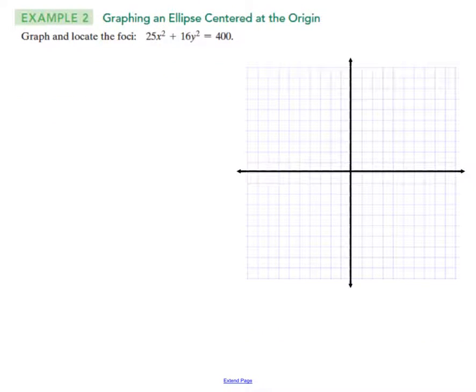So in order for us to get that 400 to be a value of 1, we're going to divide all sides by 400. So 25x squared plus 16y squared equals 400. I want to make that 400 a 1. So I'm going to divide all terms by 400.